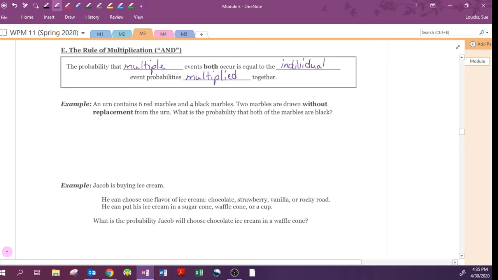For example, an urn contains 6 red marbles and 4 black marbles. 2 marbles are drawn without replacement. And that without replacement and with replacement is really important. What is the probability that both marbles are black? So we have draw number 1. There are 4 black marbles out of a total of 10. So that's the first draw.